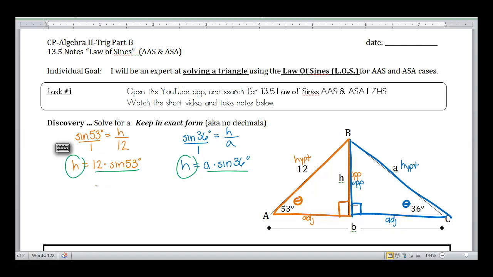So really, I have 12 times the sine of 53 degrees equal to a times the sine of 36 degrees. Now again, if I wanted to solve for side A here, all I'd have to do is divide each side by the sine of 36, and that would give me a. But what I want to show you right now is our law of sines. So let's say that instead of dividing by the sine of 36, I divided each side by a.